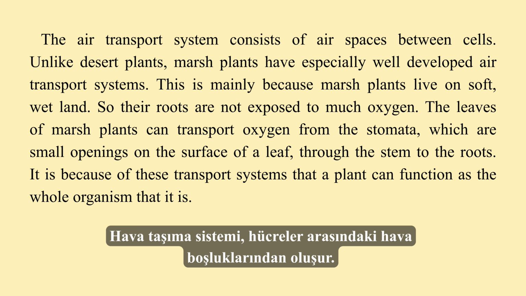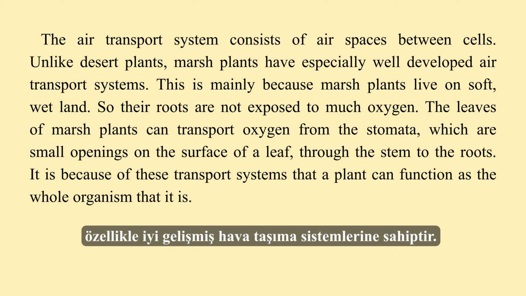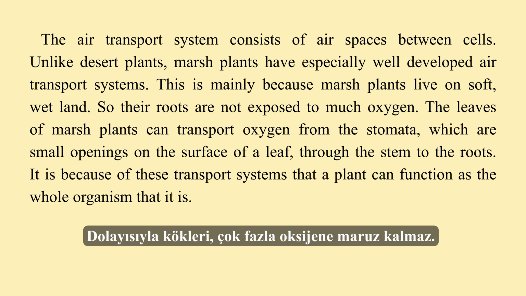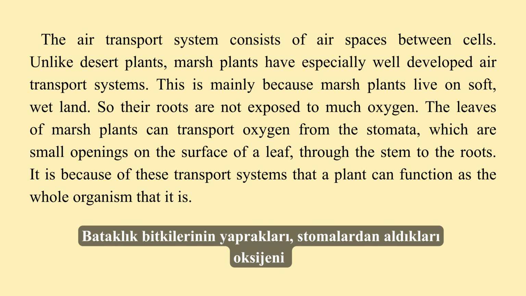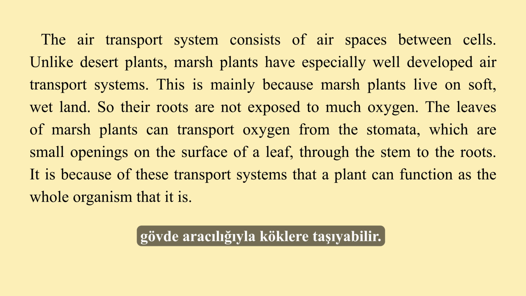The air transport system consists of air spaces between cells. Unlike desert plants, marsh plants have especially well-developed air transport systems. This is mainly because marsh plants live on soft, wet land, so their roots are not exposed to much oxygen. The leaves of marsh plants can transport oxygen from the stomata, which are small openings on the surface of a leaf, through the stem to the roots.